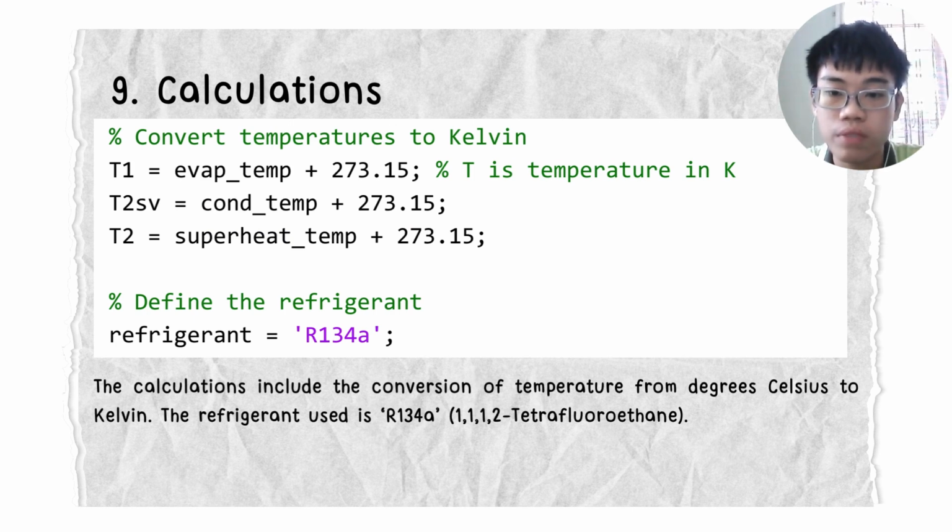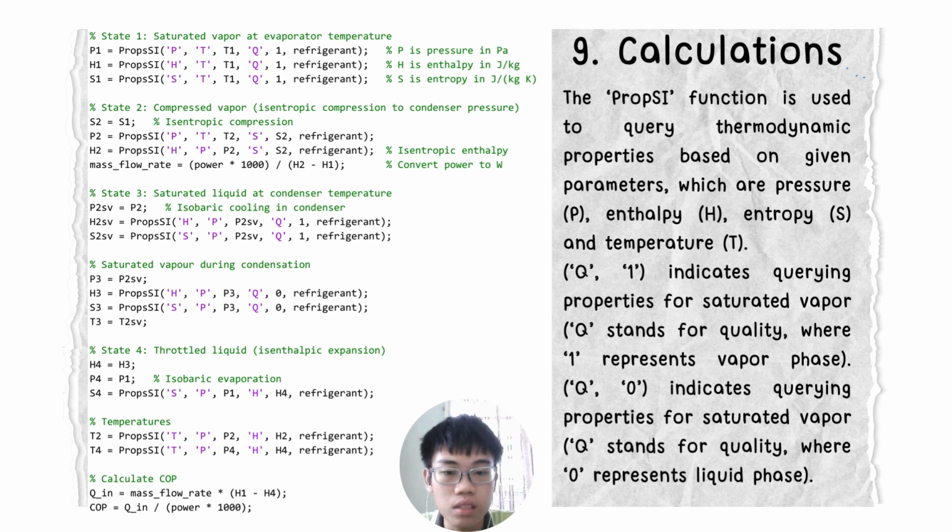Firstly, we convert the temperature from degrees Celsius to Kelvin, and we also define the refrigerant in this cycle, which is R134a, which is 1,1,1,2-tetrafluoroethane. And then the PropsSI function is used to query thermodynamic properties based on given parameters, which are pressure, enthalpy, entropy, and also temperature.